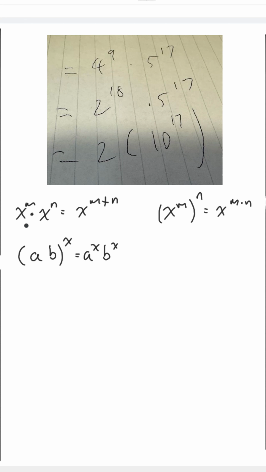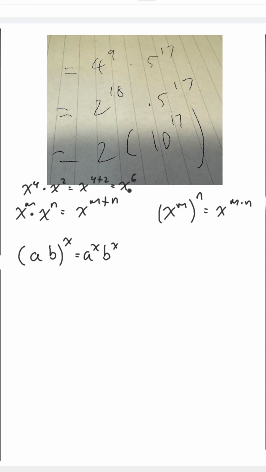All right, so whenever you're multiplying the same base, you just have to sum the exponents, right? So this is pretty easy. x to the 4 times x to the 2, then you just have to sum 4 plus 2, and it gives you x to the 6, right?